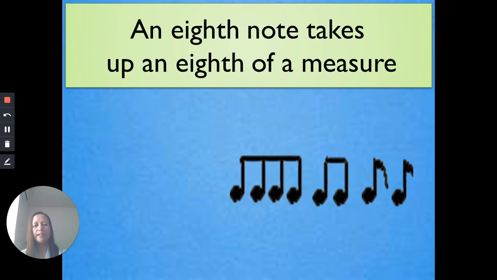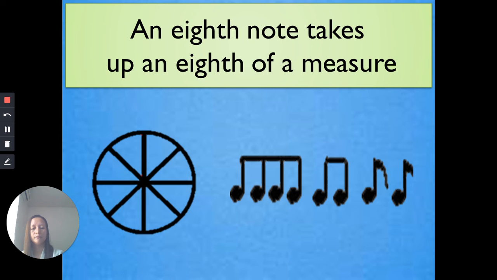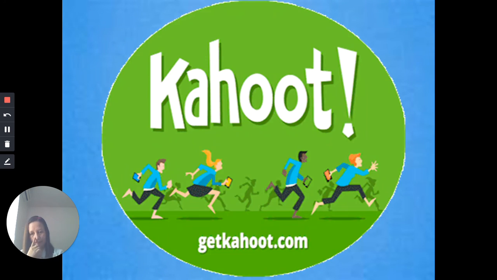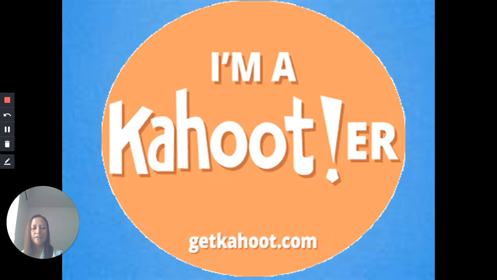An eighth note takes up an eighth of a measure. What is the equivalent fraction? 1/8. Okay. Next, get your pen and paper and let us answer the following questions.